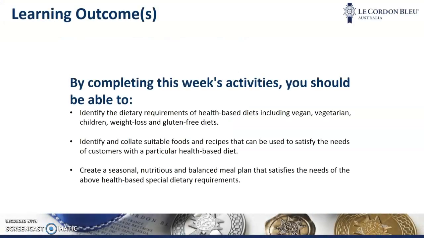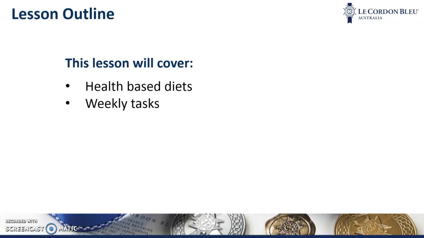Now this week what we want to be able to do through this week's activities is be able to identify the dietary requirements of health-based diets, including sort of the 5 biggest ones of vegan, vegetarian, children, weight loss and gluten-free diets. Identify and collect suitable foods and recipes that can be used to satisfy the needs of these customer groups, as well as create a seasonal, nutritious and balanced meal plan that satisfies the needs of the above health-based special dietary requirements. So this week I'm just going to look at those 4 major health-based diets currently that represent a large group of our customers, as well as the weekly tasks.